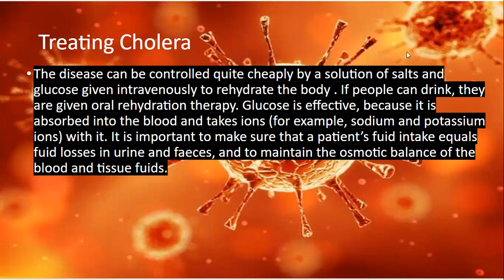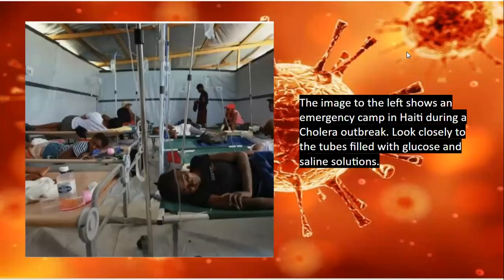Simple. This can be controlled through the usage of a very concentrated glucose solution, or a very concentrated saline solution. This is in order to maintain the osmotic balance of the blood and tissue fluids. And that is how we treat cholera. Look at the left side of the picture. You see that this is basically during an outbreak of cholera. You see that there are tubes. These are the saline and glucose solutions that I've been talking about.